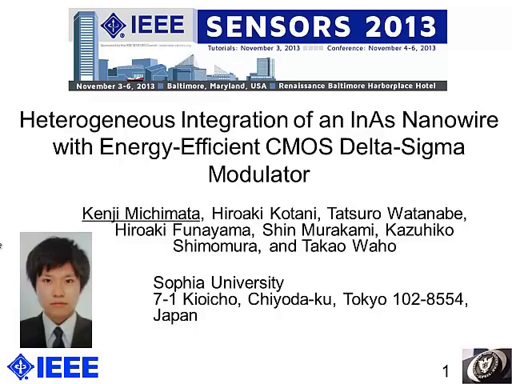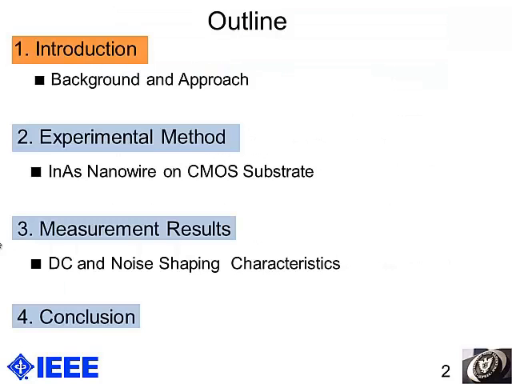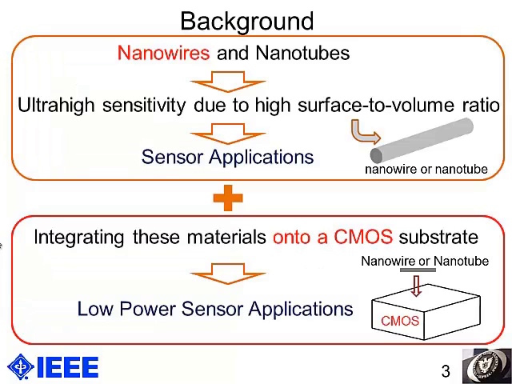Today, I'd like to present our result on heterogeneous integration of an indium arsenide nanowire with energy-efficient CMOS delta sigma modulator. First, let me show you the outline of my presentation. I'll start off with the introduction, including background and approach. Next, I'll explain our experimental method for indium arsenide nanowire on CMOS substrate. Then I'll talk about the measurement results we obtained from the fabricated chip, in particular DC and noise shaping characteristics. Finally, I'll conclude my presentation. Now, I'll begin with the introduction.